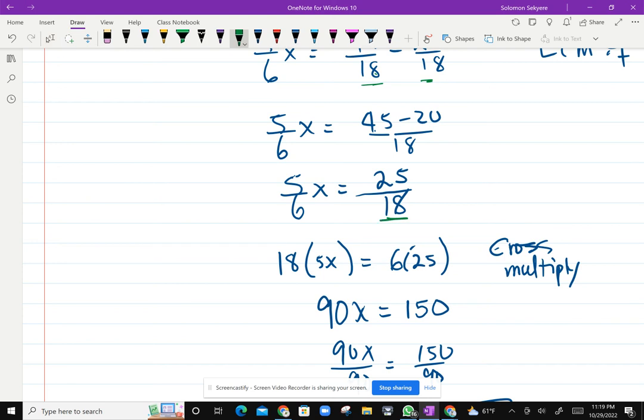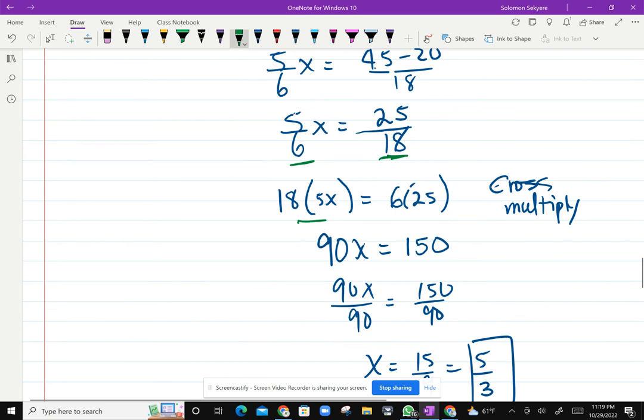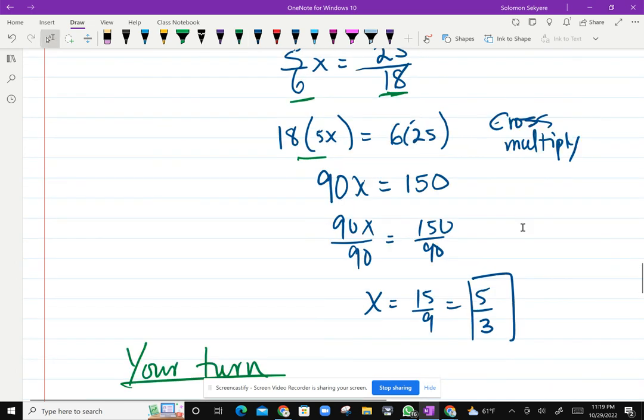The moment I have one term on the left and one term on the right, what do I do? I cross multiply, right? Cross multiply, which means 18 times 5x should be equal to 6 times 25. I get 90x equals 150. How do I find my variable? I divide both sides by the coefficient of my variable, which is 90. And here you go, that's your answer. Okay, replay it, rewind it, do it yourself. Make sure you get the same answer. Make sure you understand it very well.